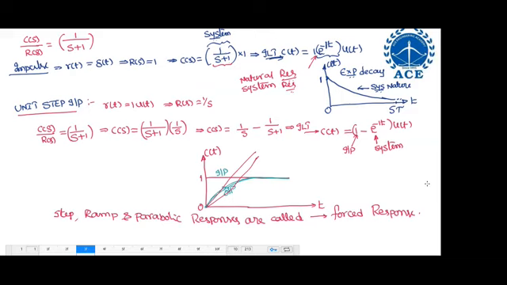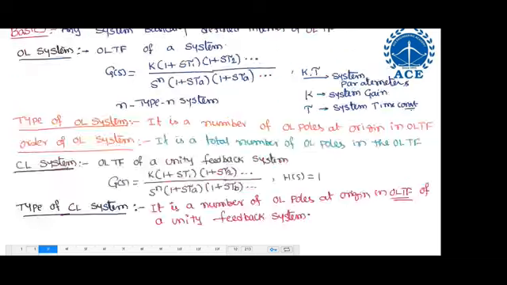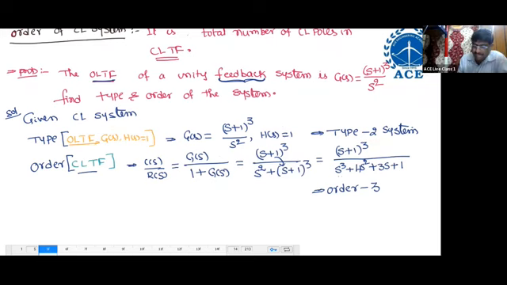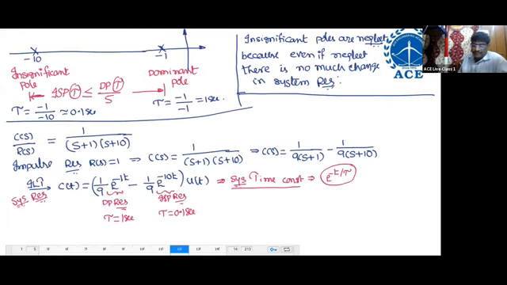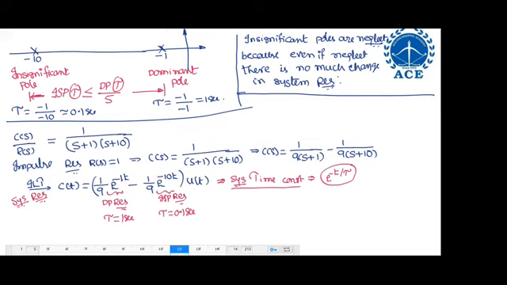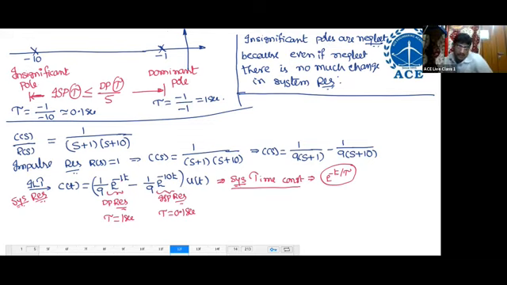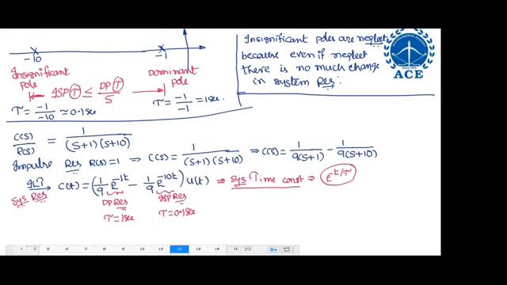Sir, 12F. In this, C of S equal to 9 into S of S, is that normal simplification, sir? Partial fractions, simple partial fractions. Okay, sir. Thank you, sir.